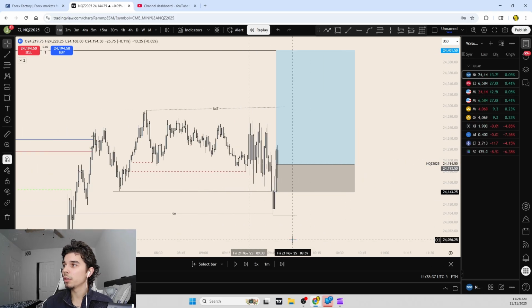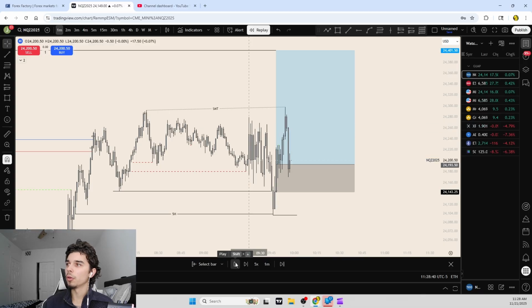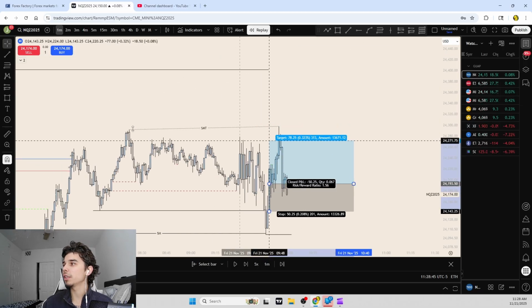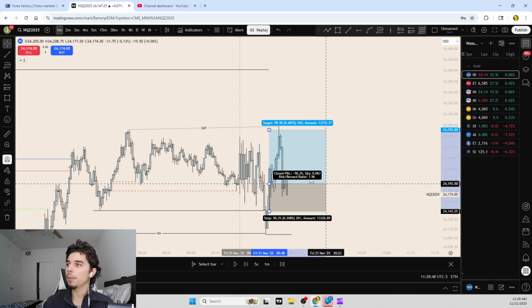Let's go down to the 1 minute. So boom, TP1 ended up getting hit, and then we ended up getting reversed on. So I took a partial right here. So this is what the trade idea looked like. All right, and then what do we get right here?